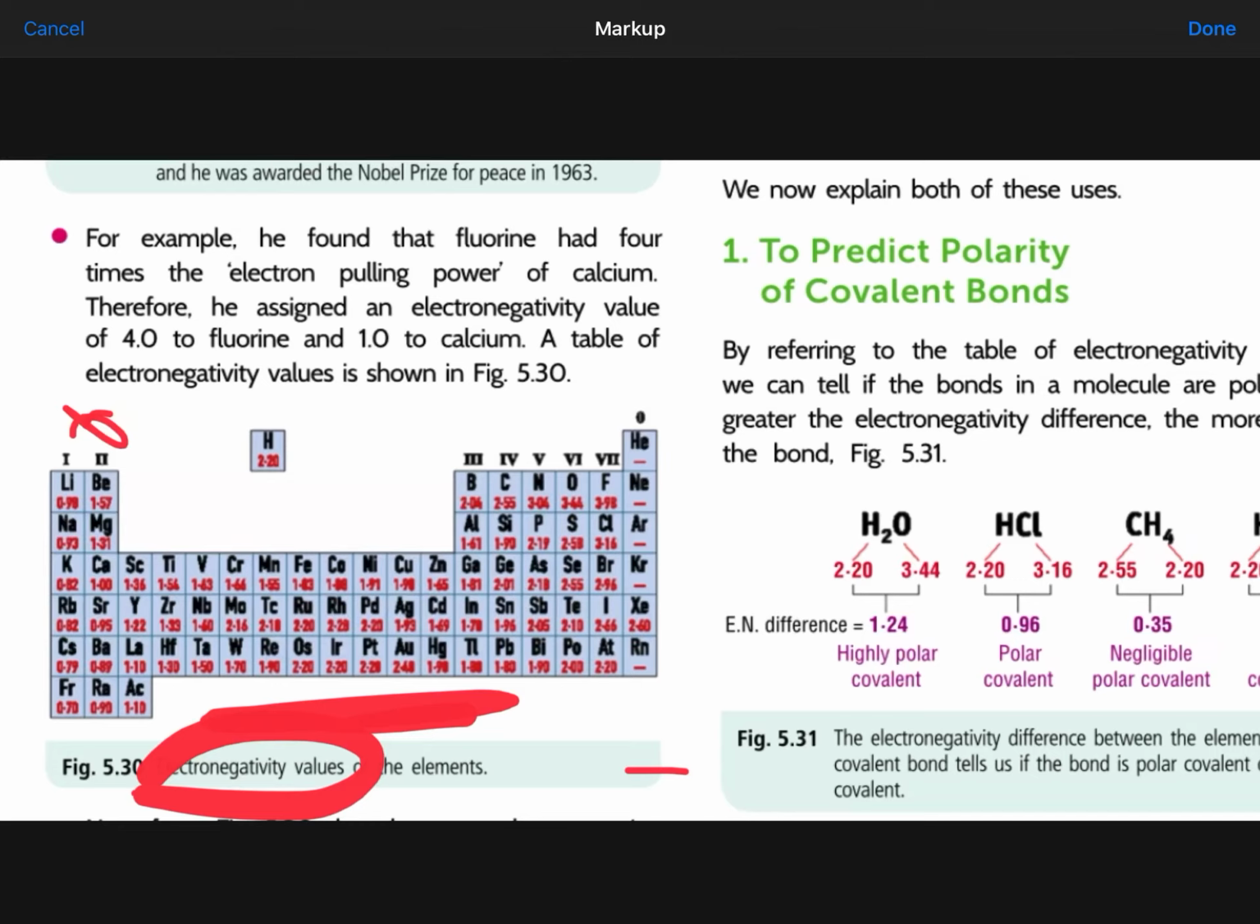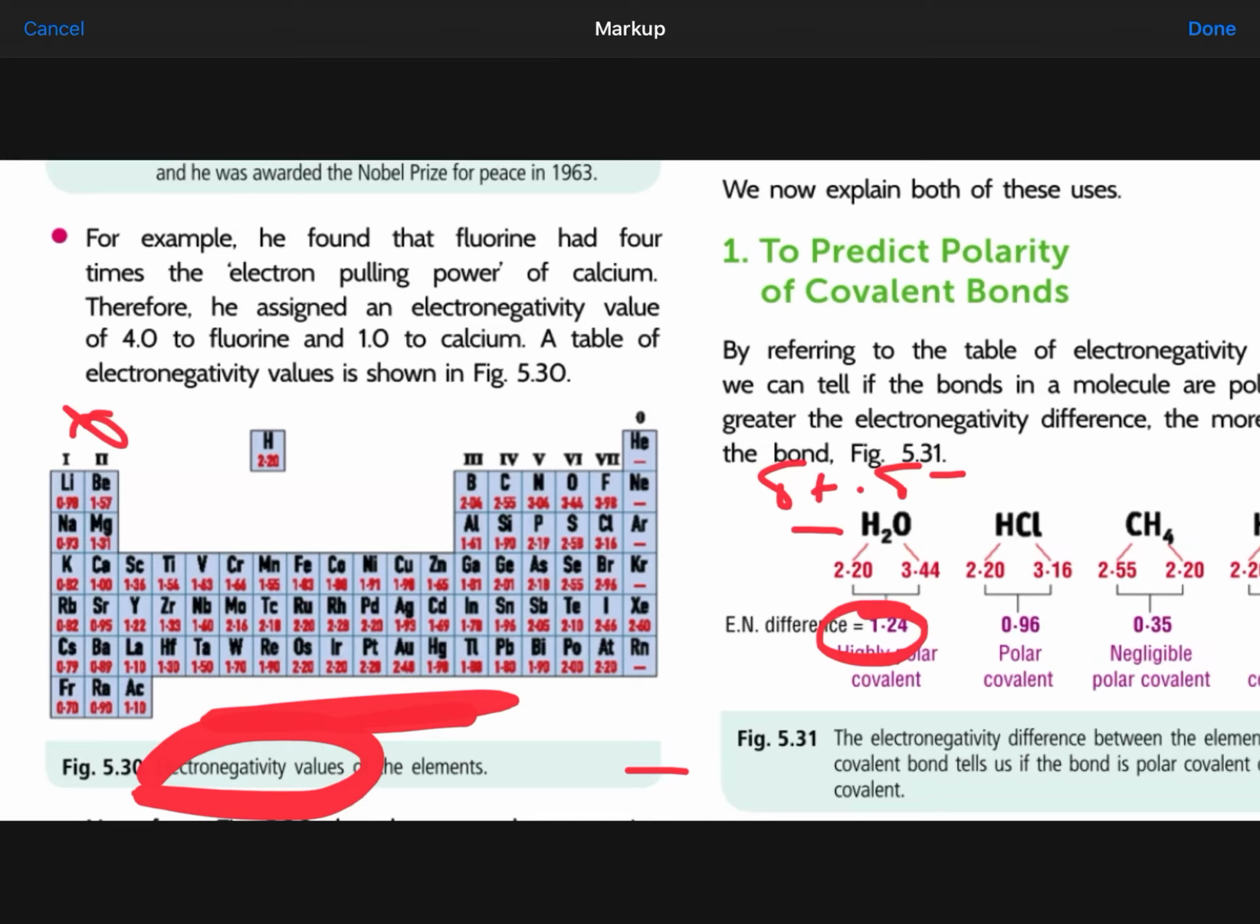If you're asked to predict the type of bonding between the hydrogen and oxygen atoms in water, look up hydrogen's value, it's 2.2. Oxygen's value is 3.44. When you subtract, you get a 1.24 difference in electronegativity. That falls within greater than 0.4 but less than 1.7, so that's polar covalent. There is a slightly negative oxygen and slightly positive hydrogens in that molecule.